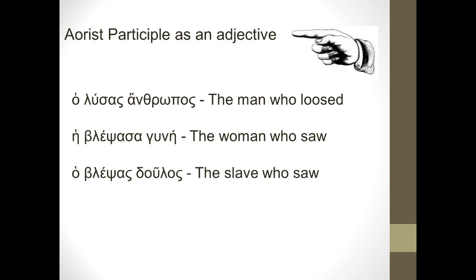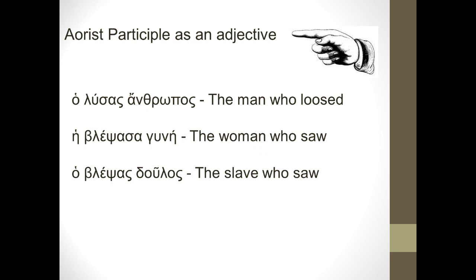Now, if you were looking at your paradigm on page 163, you would notice that lusas is your masculine singular nominative. And notice once again we have here the rule of agreement. We have the ho, your masculine singular nominative article. Your lusas would be an aorist active participle, masculine singular nominative, and your anthropos, of course, is masculine singular nominative.